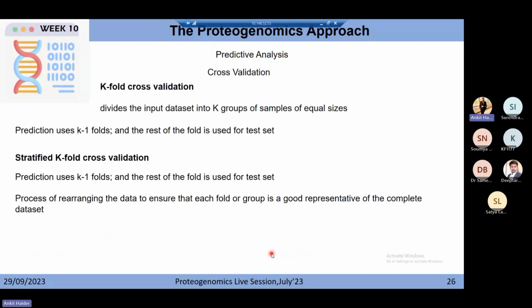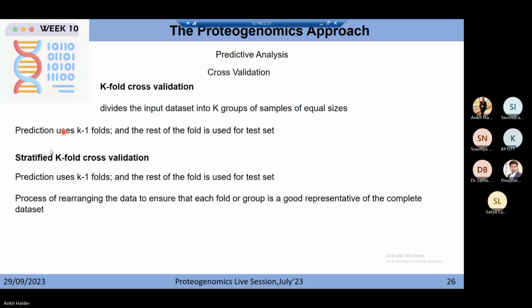Another is your k cross fold validation. This is used extensively in our kind of data sets, and it divides your input data sets into k groups of samples of equal sizes. So if there are, for example, 50 data sets, and you do a 5 cross fold validation, you will divide the data sets into 5 groups of 10 samples. Then prediction uses k minus 1 folds. That is, if you are using 5-fold cross validation, 4 folds will be used for training and one will be used for testing, and then it will be iterated again and again. So one fold, the second fold, third fold, it will leave out each in turn.